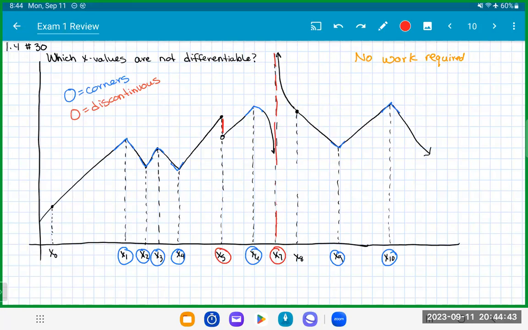Okay. And so for this problem on your exam, there won't be any work required. You'll just want to write the values on your paper. Okay, question.